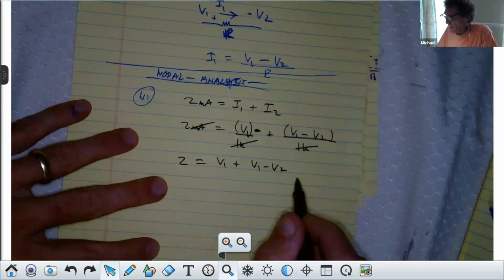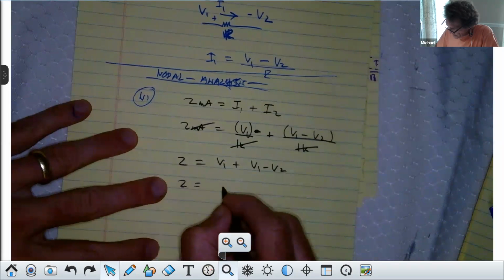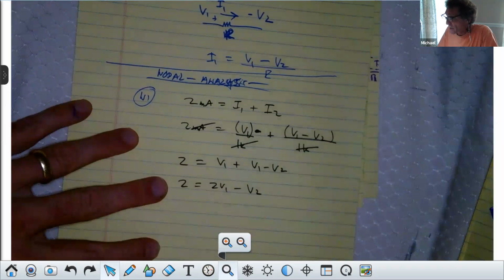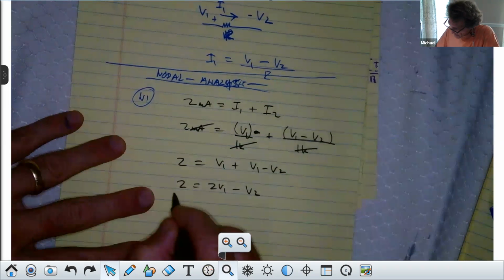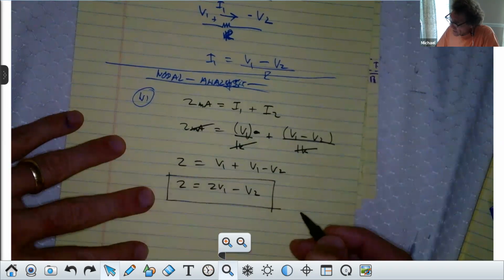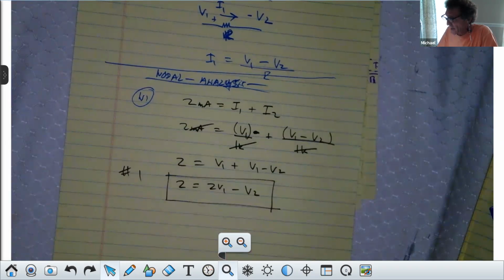All right, now we combine terms, and you see that 2 here is equal to 2V1 minus V2, correct? Yes. That's the first equation that governs the system. So box that, just box it, and call it number 1. This is my suggestion. You're creating a linear system of equations. You got me?